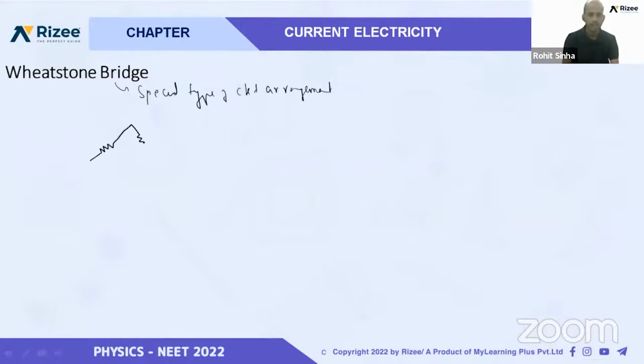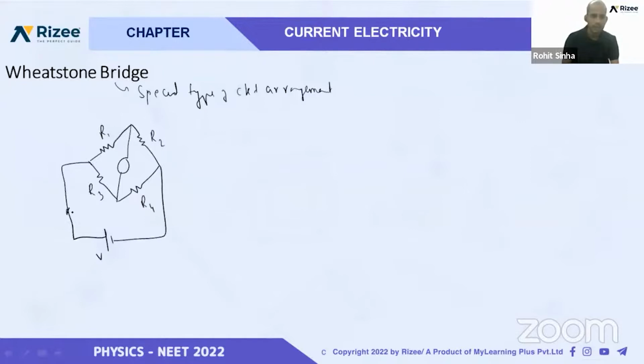It was told that if we are having a combination of four to five resistors like this, in between them there can be resistors or a galvanometer, anything. Let us say R1, R2, R3 and R4. If it is connected through a battery or a cell, let us suppose it is supplying current I. It is a galvanometer, it reads small current also, that's why we are using a galvanometer.